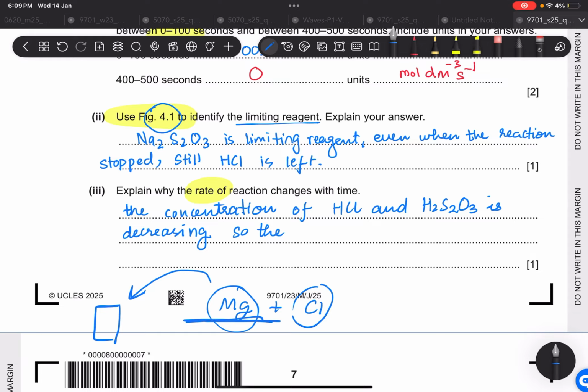Whatever happens to the frequency of effective collisions, the same thing happens to the rate, because the rate of a reaction is because of the frequency of effective collisions. So the frequency of effective collisions decreases.